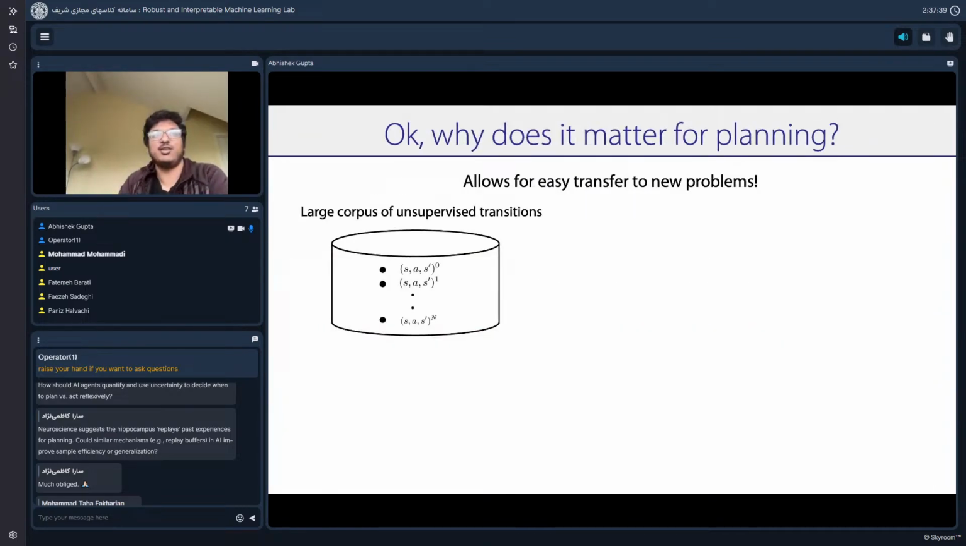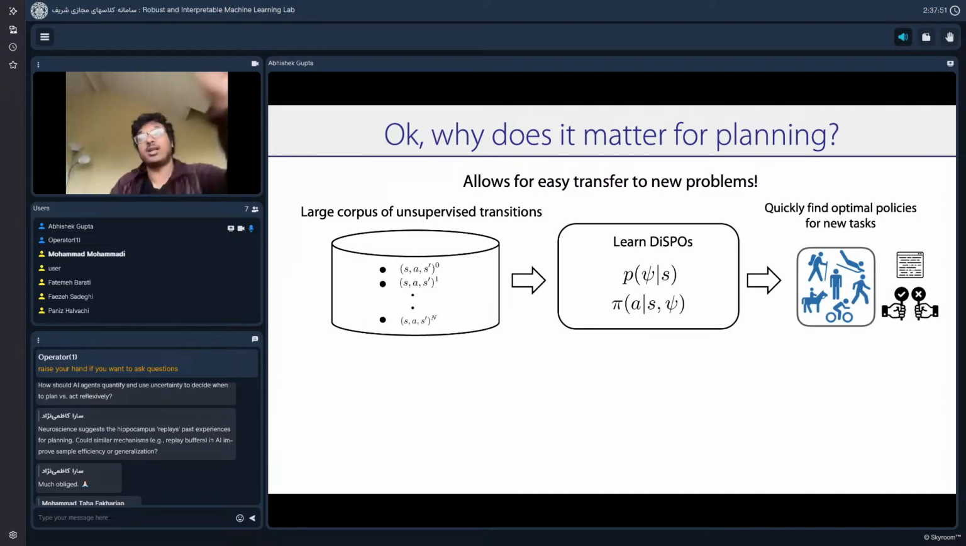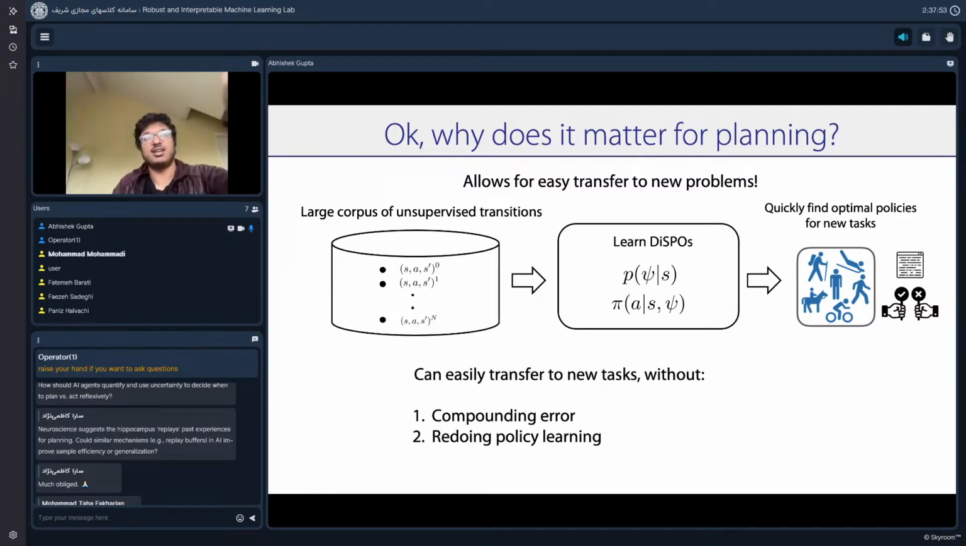So the way you solve for new tasks is, let's say you had an original corpus of transitions. You then learn this thing. You learn this distribution over all possible future outcomes. Let's call this P of psi given S, right? And then you can quickly optimize for new problems, right? But the nice part is that it allows you to avoid compounding error, and it allows you to avoid having to redo something like offline RL for every new problem. And so all you need to do for new problems is solve linear regression.